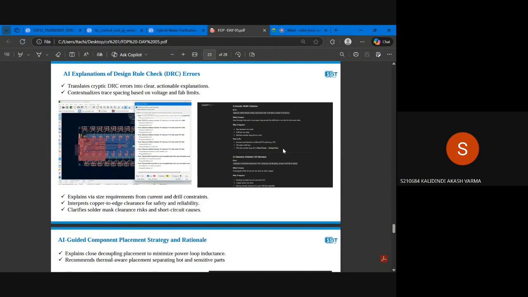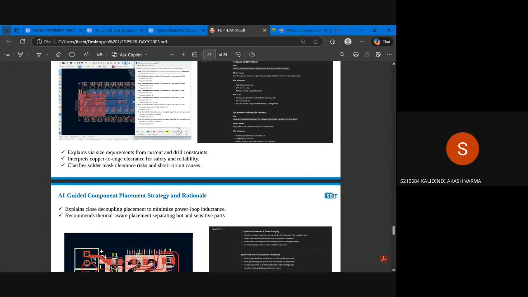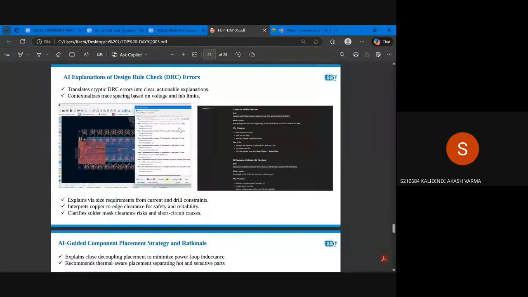And the AI tools will recommend the track spacing we need to maintain based on our requirement and the component specifications. It will also explain the size of the wire based on the current flowing through the particular track. If you are going for a small diameter wire, it will recommend that we increase the size of the wire. So these kinds of suggestions we get from the AI integrations.